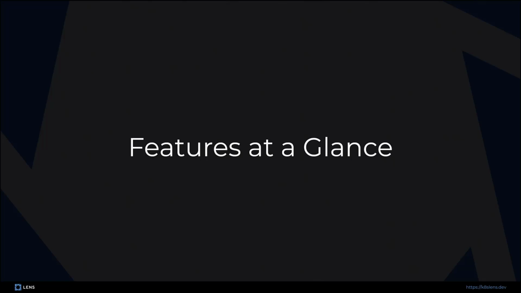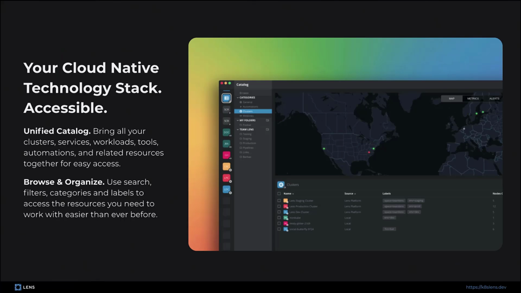Let's take a look at some of the most exciting features within Lens. The unified catalog should be thought of as your cloud-native directory, where you can bring clusters, services, workloads, and tools into one beautiful place that gives you the ability to filter, search, and categorize these different resources.